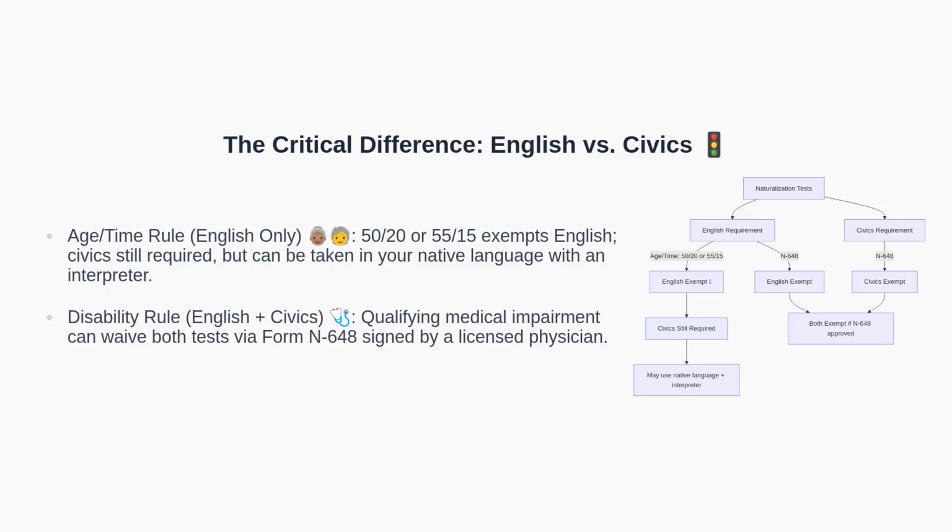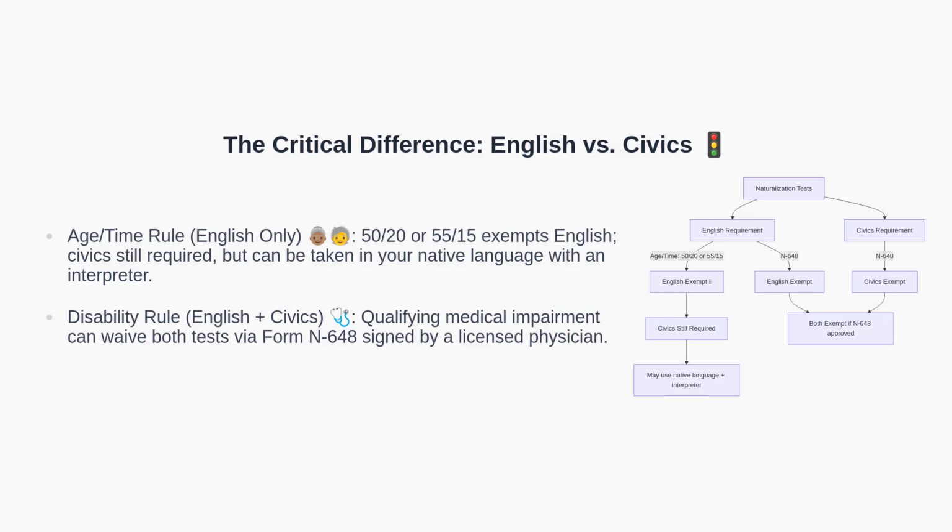The English and Civics waivers are distinct. Under the age and time rule, applicants who are 50 years old with 20 years as a permanent resident or 55 years old with 15 years as a permanent resident are exempt from the English requirement only. They must still take the Civics test, but may take it in their native language using an interpreter.